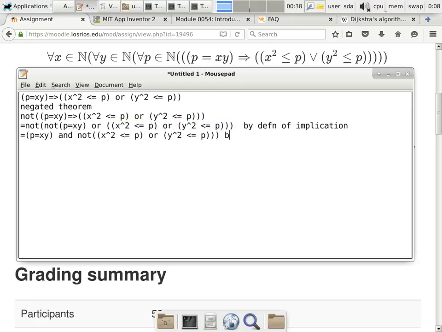Okay, there we go. So this one is by De Morgan's law, and also double negation. Double negation, you don't have to name it because it's pretty obvious. So if you forget to mention double negation, it's no big deal.